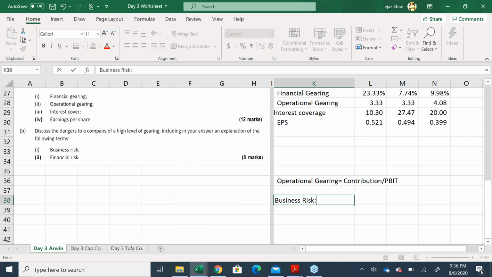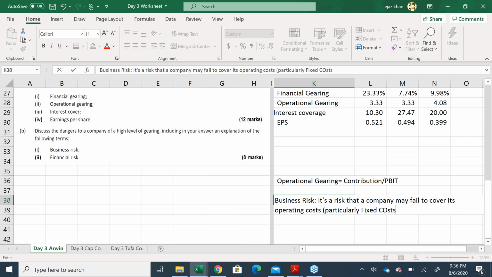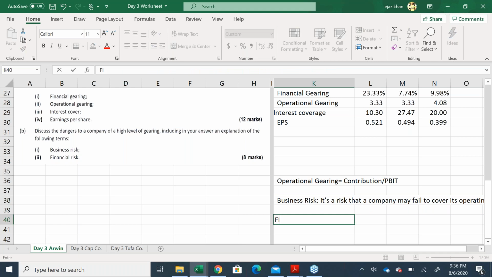Business risk. Okay, I'm not writing a standard definition here, so it's a very generic definition. Business risk is the risk that a company may fail to cover its operating costs, particularly fixed costs. Financial risk is the risk that a company may fail to pay its debts on time, right?